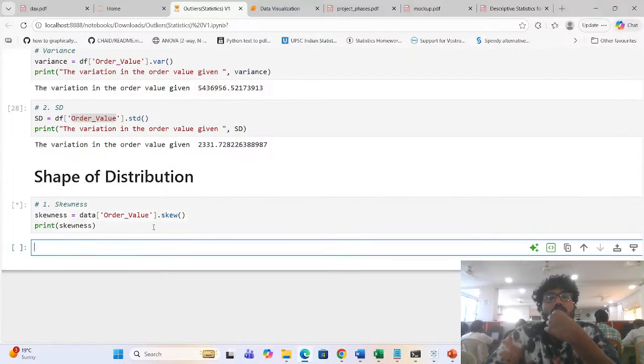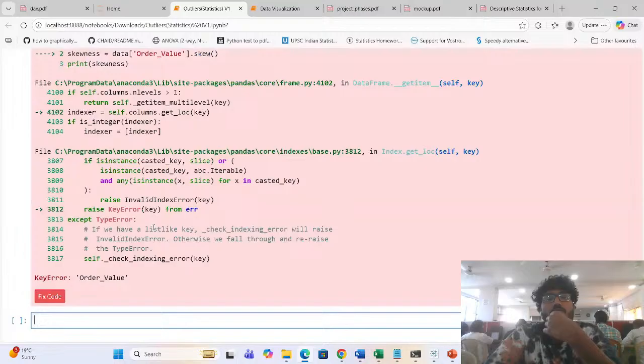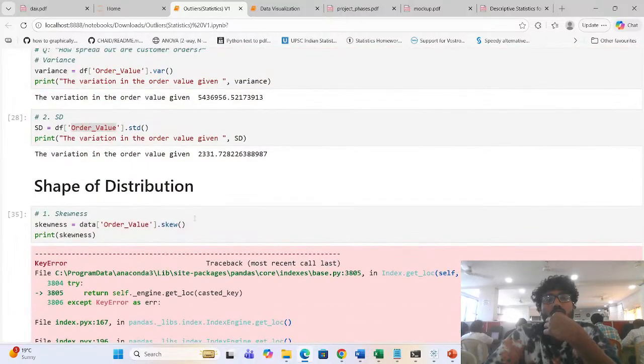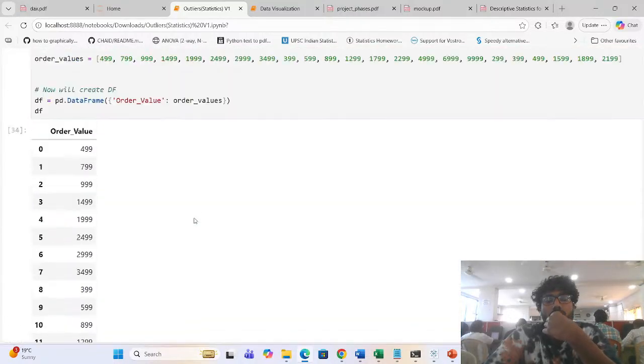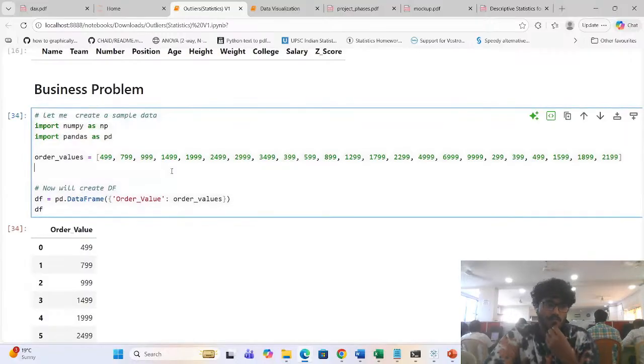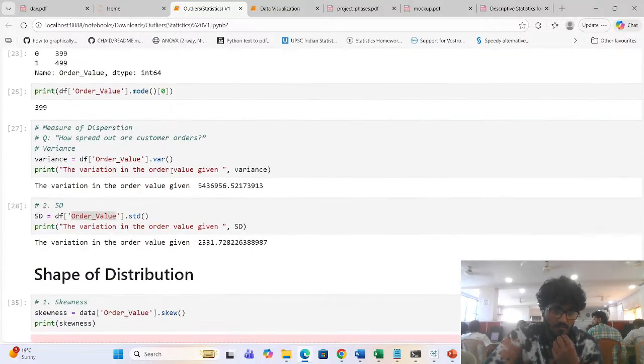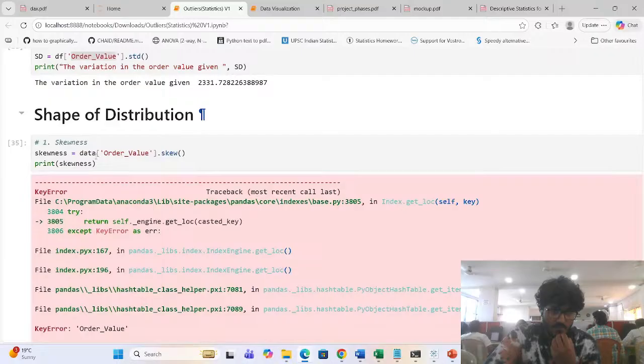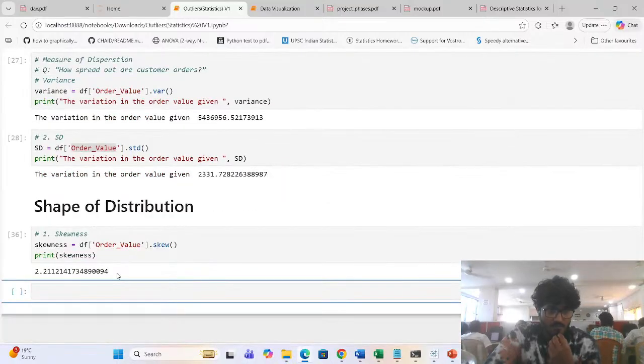Oh sorry, it's a DF, right? The name of your data frame is DF. By mistake, I used data. See, what is the skewness you got? 2.21. So how can you identify what type of distribution it is having by looking at this particular number?